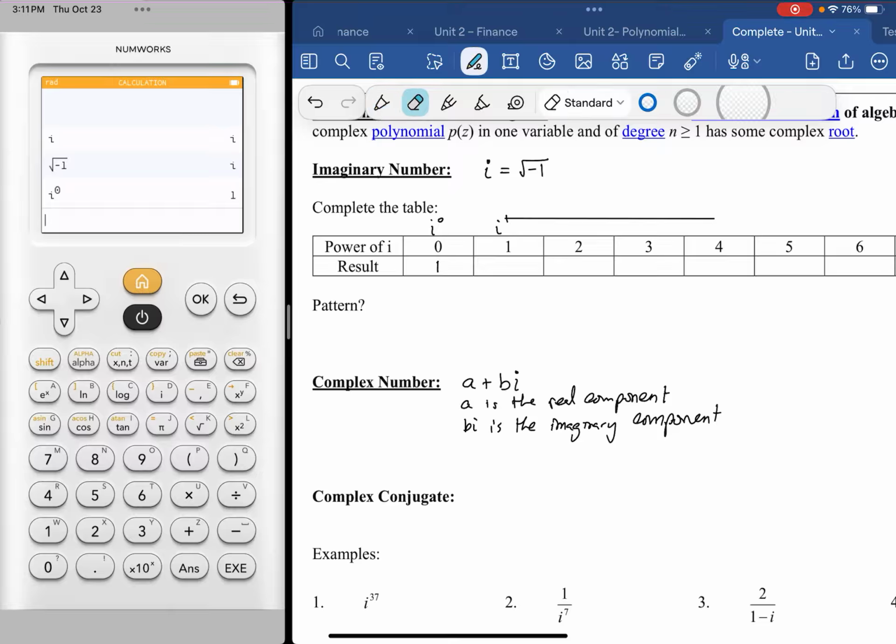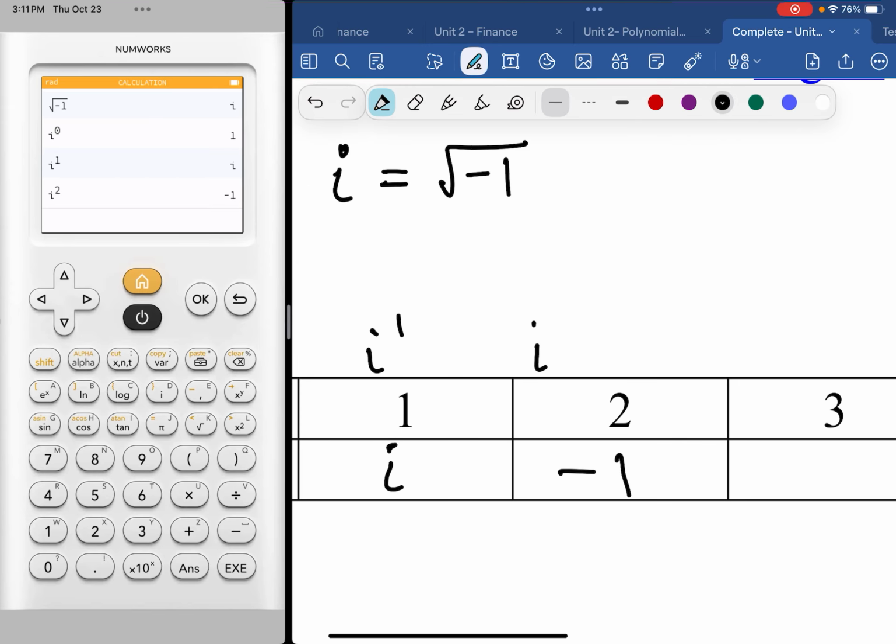A stray mark comes up, and I can't figure out how to fix it. i to the 1st is i. Anything to the 1st power is itself. That should make sense. But then you get to i to the 2nd, which is -1. And that's because i to the 2nd power is really i times i. And since i is equal to the square root of -1, we're really saying radical -1 times radical -1, which would be -1, right?